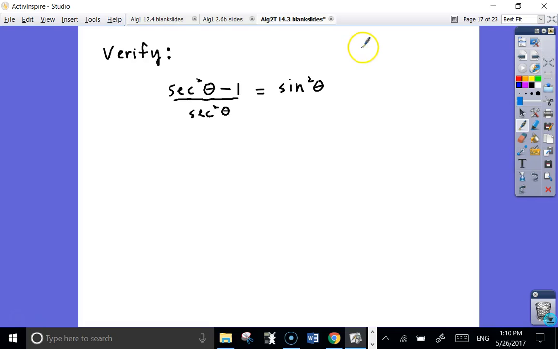If I start out with tan squared theta plus 1 equals secant squared, that means that tan squared equals secant squared minus 1. So I can replace the secant squared minus 1 with tan squared.